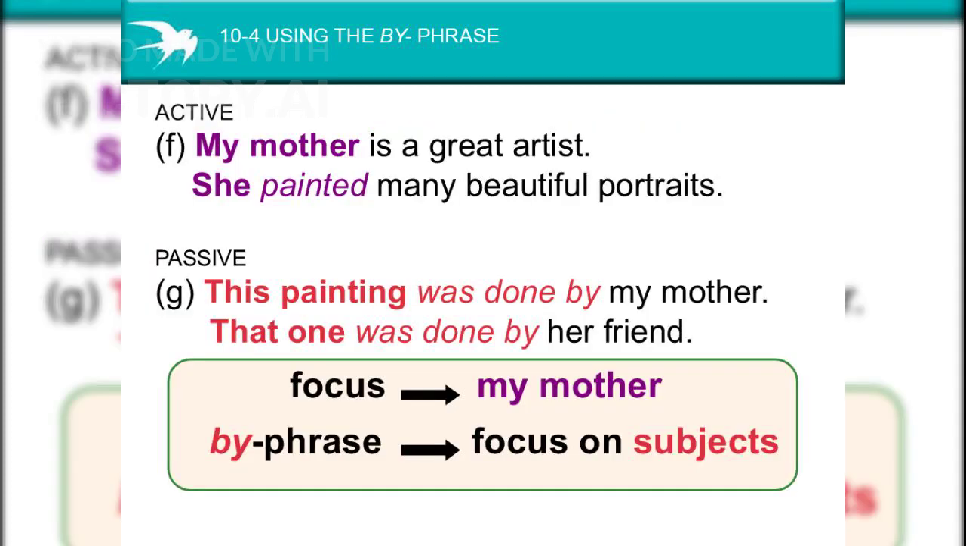In English, the active voice emphasizes the subject performing an action, like, my mother is a great artist. In contrast, the passive voice shifts the focus to the action itself, as in, this painting was done by my mother.